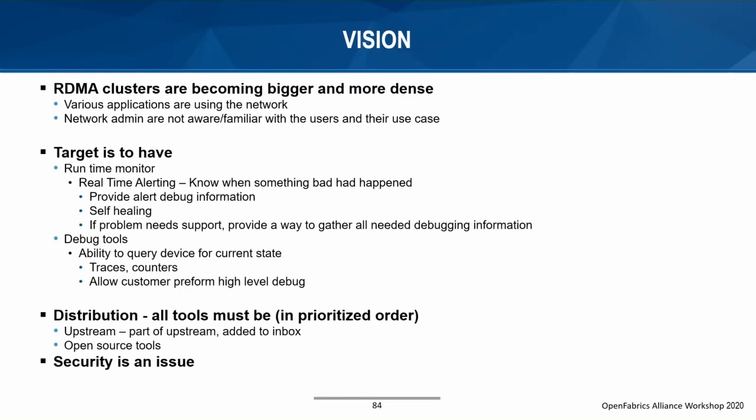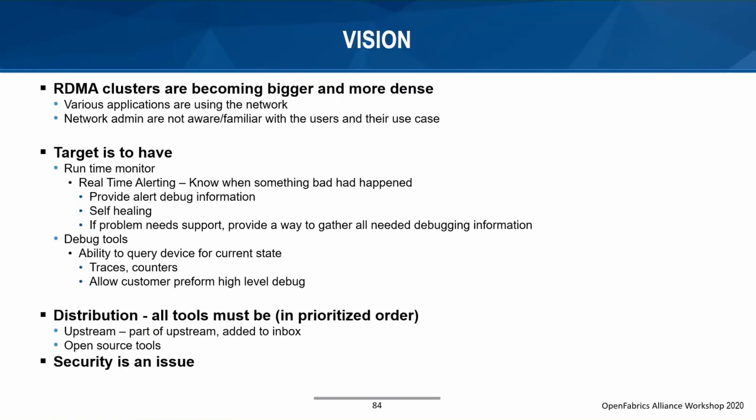Okay, so let's start with our vision. As I said earlier, there are more RDMA clusters and they are more dense and they are bigger. And there are various applications that are using them. So it's not just a user who uses a single application on top of it, but some users are using different applications on top of that. And sometimes the application and the network provider are not the same person, and it's hard to debug in such cases because you don't know which application broke your network or vice versa.